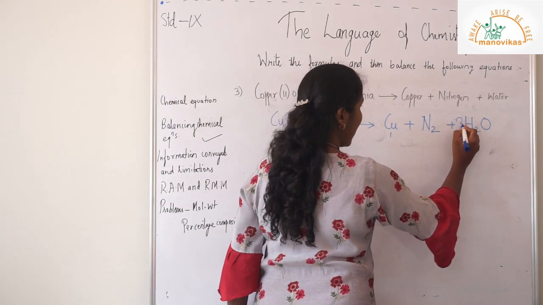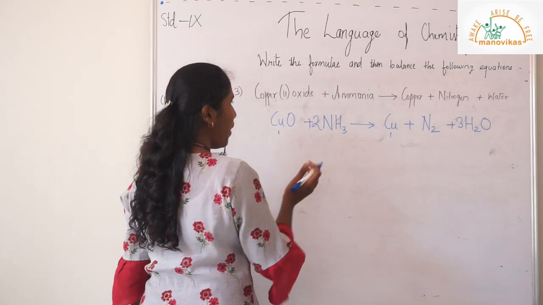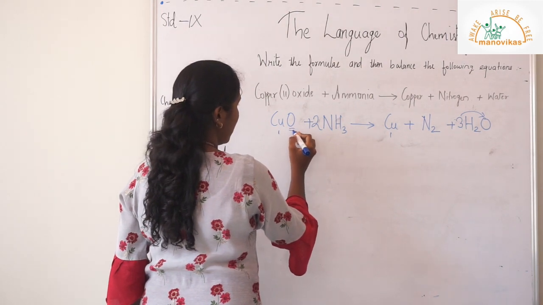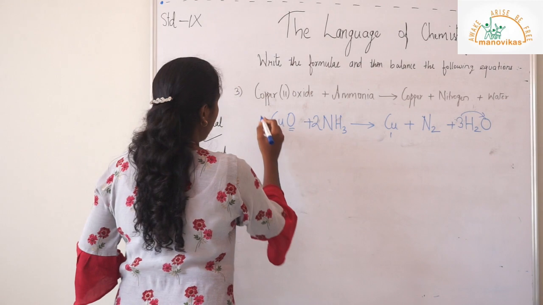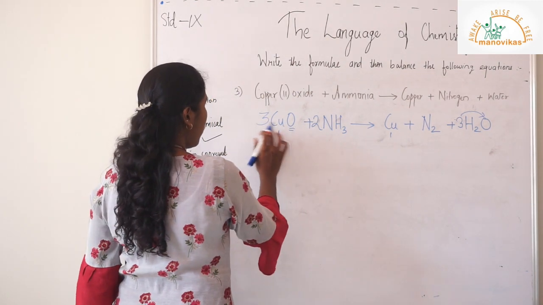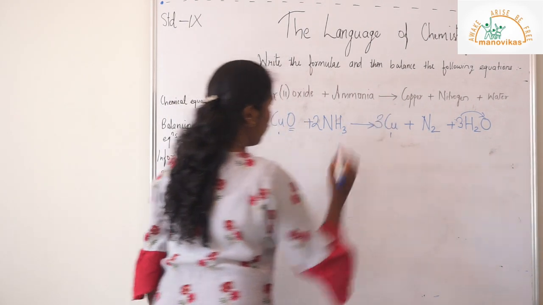So to make it 6, I multiply it by 3. So 3 2s are 6. But the change is oxygen has become 3 and here oxygen is 1. Okay. So what will I do? I can put a number 3 over here so that the oxygen is balanced. So now what about copper? Copper is also changed to 3. So I will put 3 over here.